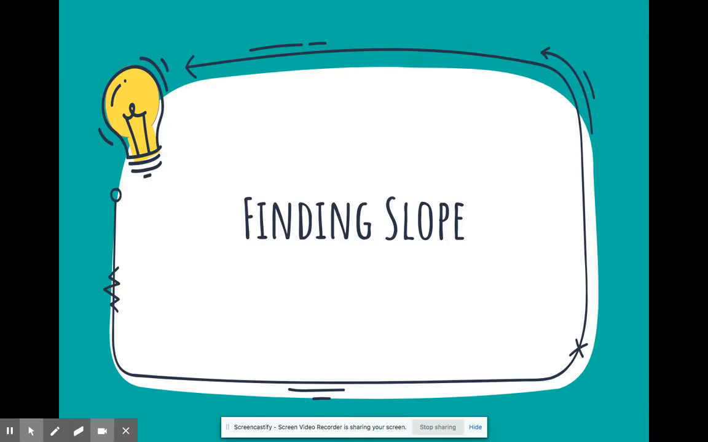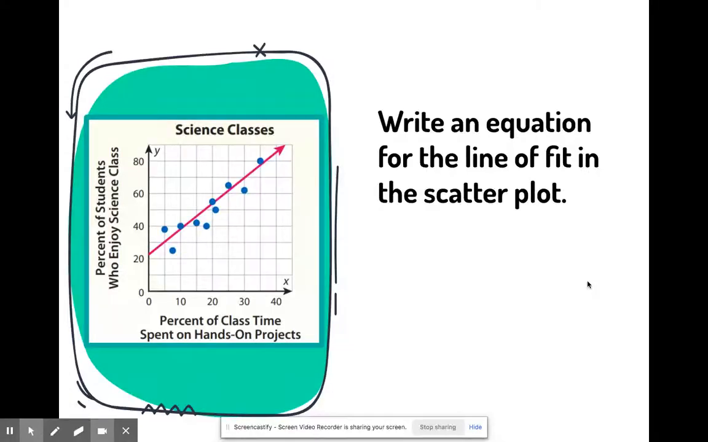If you're not sure what any of that is, go back to the February 1st and February 2nd folders, watch those videos, and go through the PowerPoints. Make sure you have a clear understanding or you're going to be very lost on this. So, finding slope with scatter plots and line of best fit. Go ahead and pause the video, give it a shot, and see if you can write an equation for the line of fit in the scatter plot, okay?